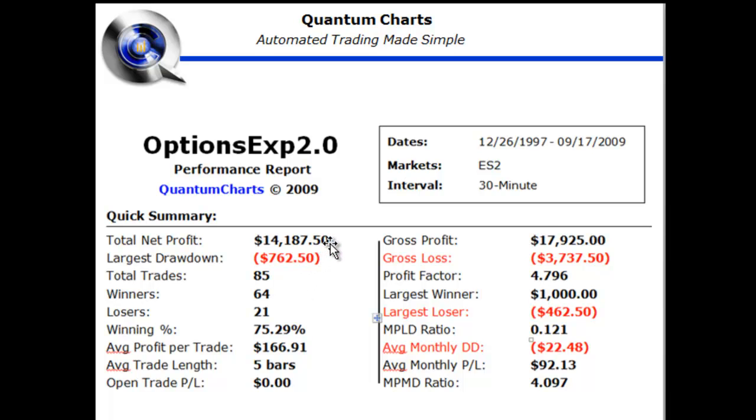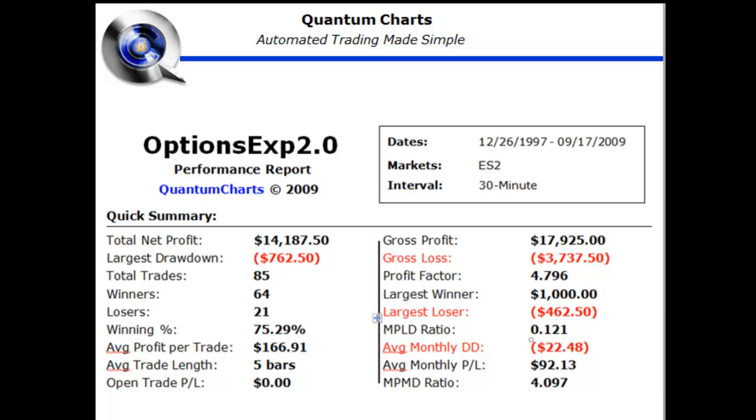So the net profit was 14,000, and the largest drawdown dropped to 762. The winning percentage was at 75%, and the average profit per trade, instead of 119, was at 166. And then look at this profit factor. It went from 2.3 to 4.79. So just by adding that one condition, it just gets fun at this point, because you just start trying different ideas that you could never ever do on any other platform, and the results and the feedback is instantaneous.